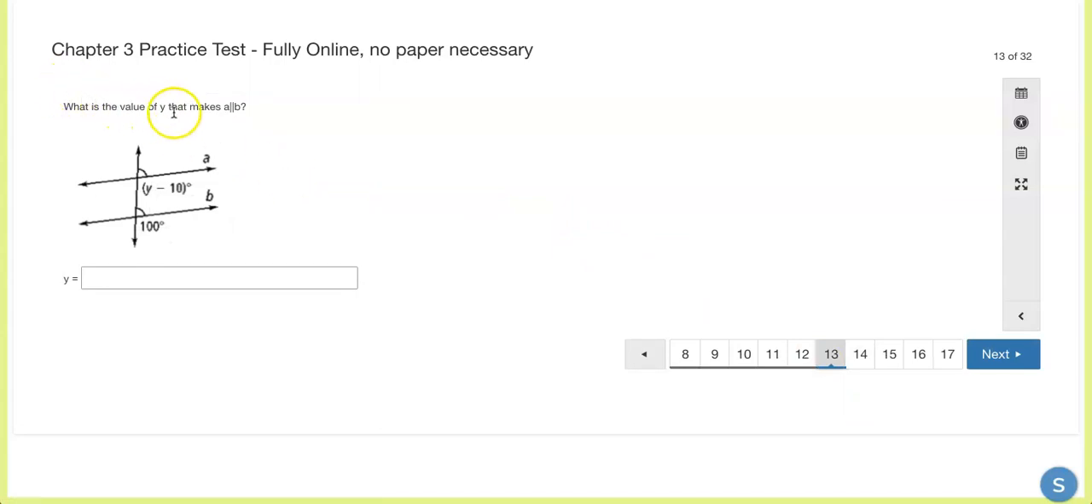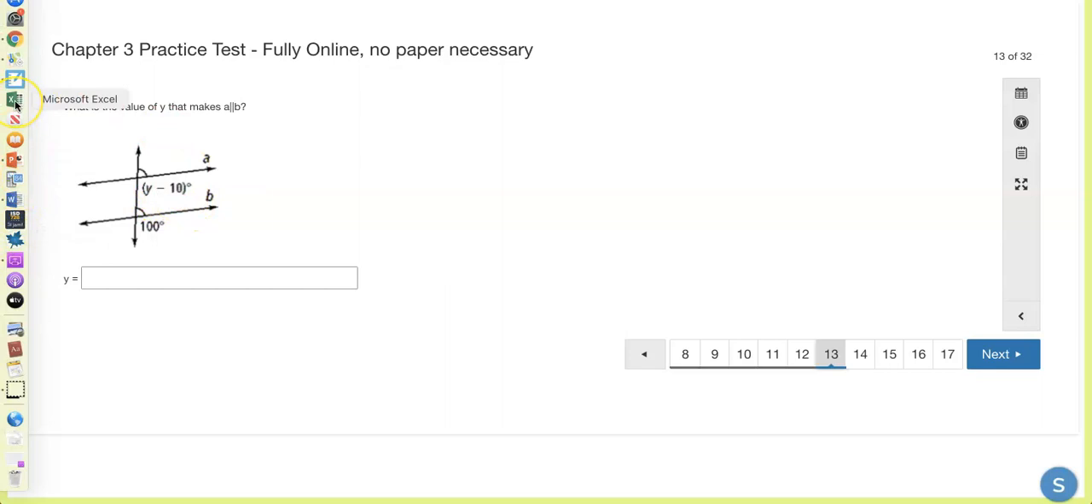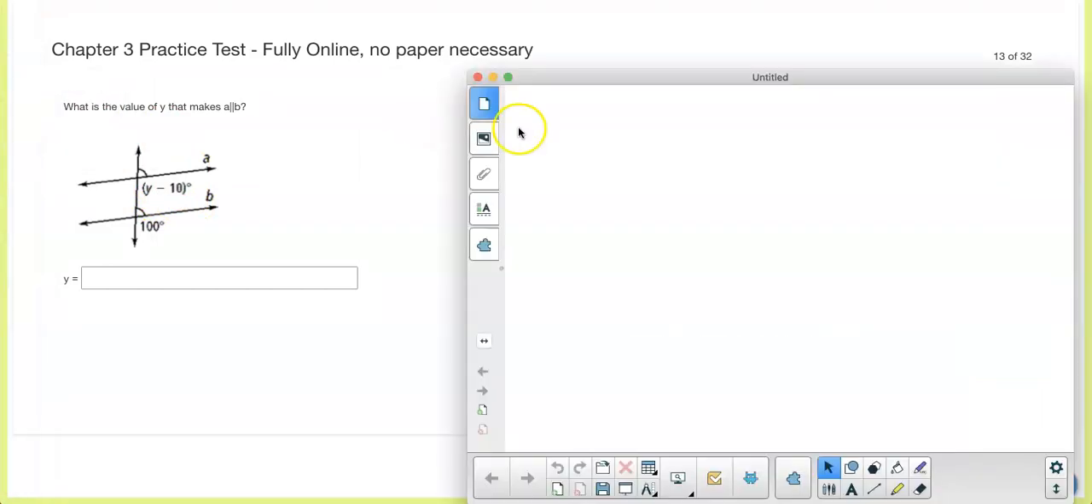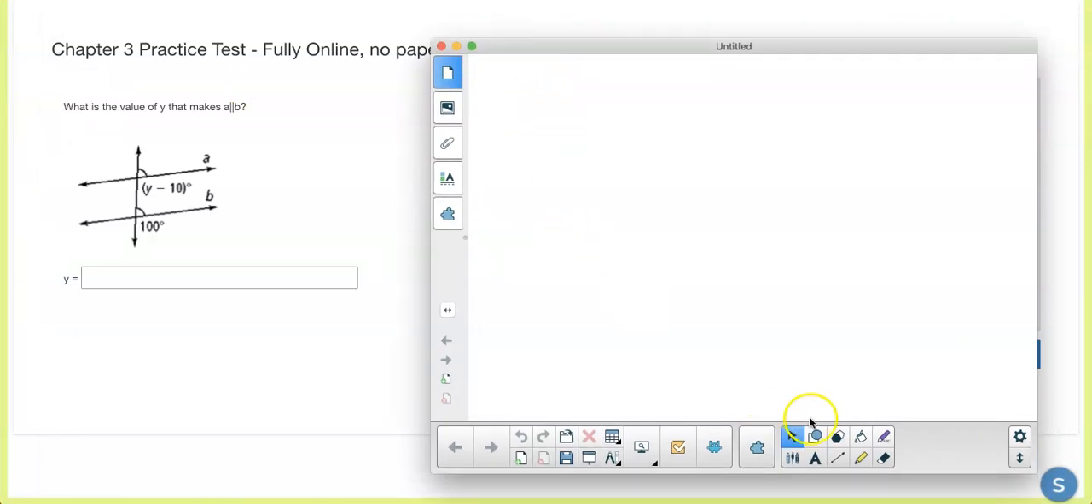What is the value of y that makes A parallel to B? Okay, well, these two upper right angles have to be equal since they're corresponding. So I need to set up y minus 10 equals 100. Let me set that up. All right, we have y minus 10 equals 100.